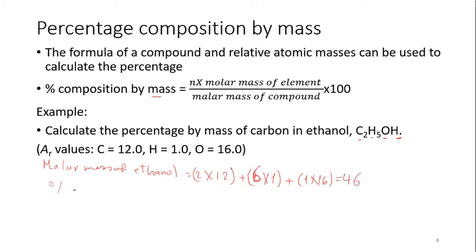Now the percent composition of carbon would be equal to 2 atoms of carbon multiplied by the molar mass of carbon, which is equal to 12, divided by 46, the molar mass of the whole compound. I will multiply by 100. This would be equal to 52.2%.